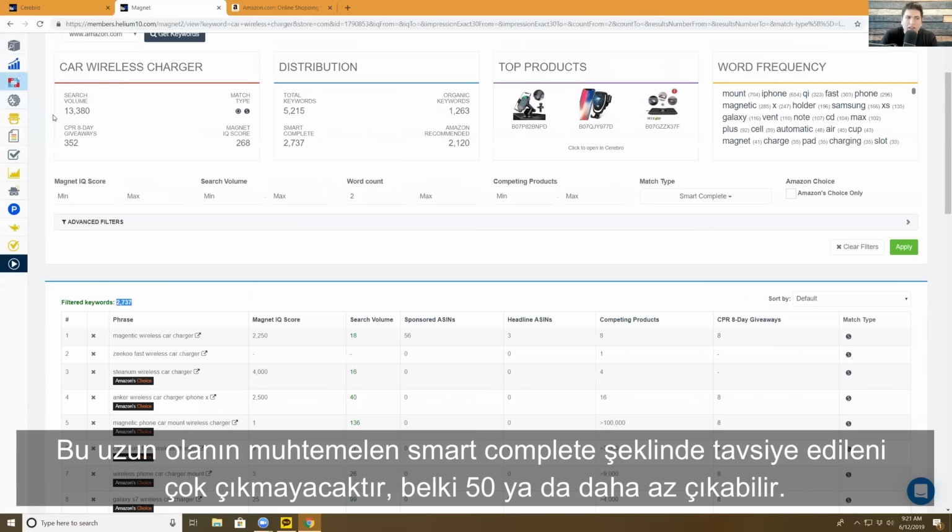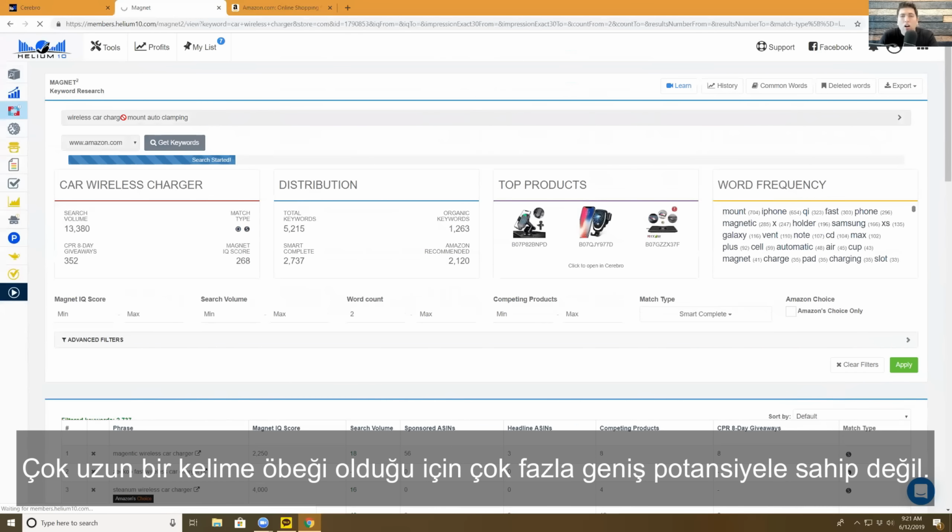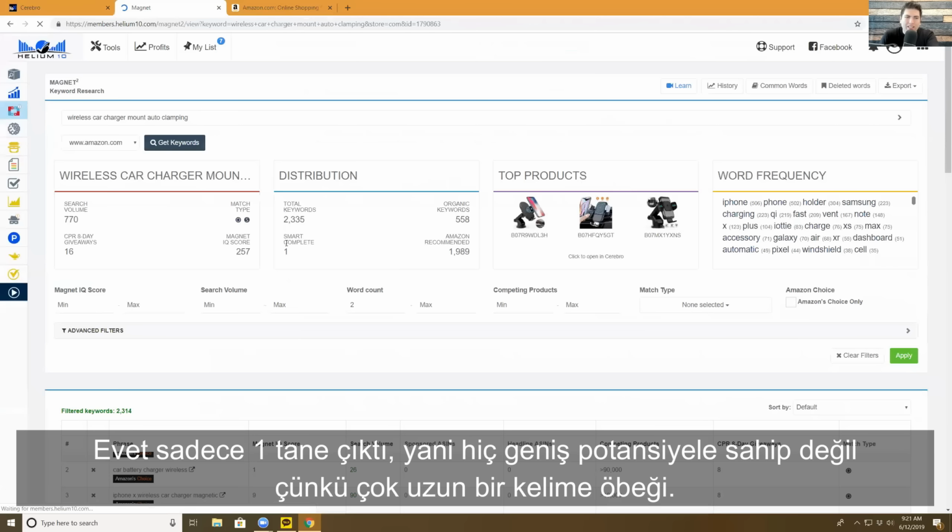We can compare that to a very long tail keyword, and this one probably has Smart Complete almost of nothing, I would say, probably less than 50 or less than 20, because this is such a long tail keyword that there's not going to be much broad potential. So let's take a look here. There it is. Yeah, 1. There's no broad potential with this keyword.